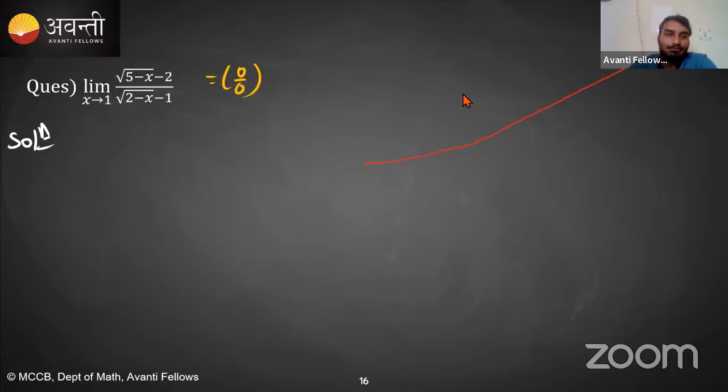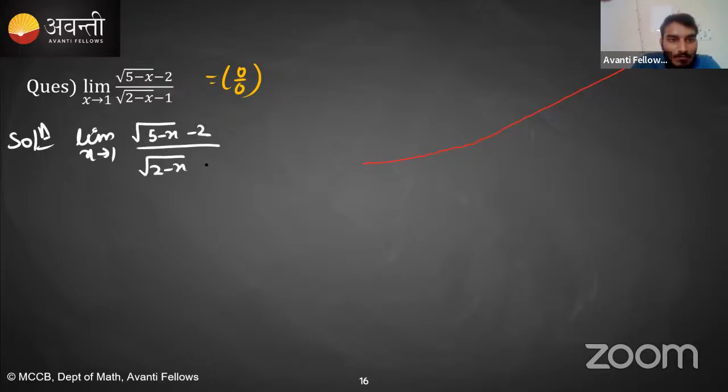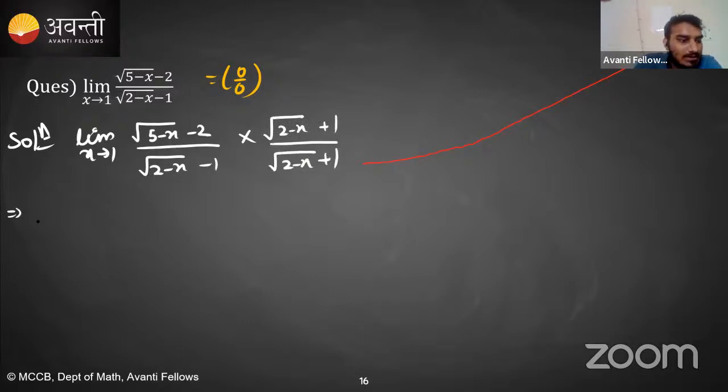Okay, let's see then. First of all, obviously, you have to do the rationalization, right? So this is written as limit x tends to 1, root of 5 minus x minus 2 divided by root of 2 minus x minus 1, multiplied by root of 2 minus x plus 1 divided by root of 2 minus x plus 1.